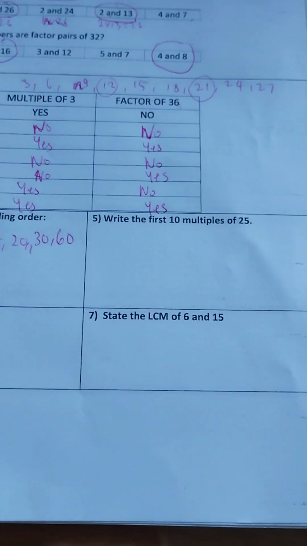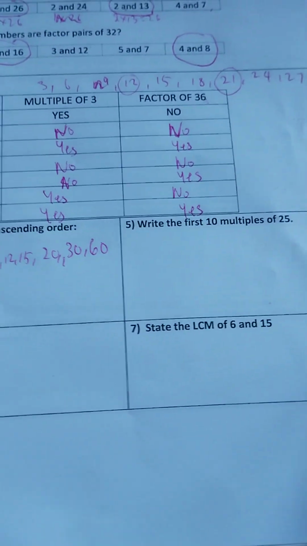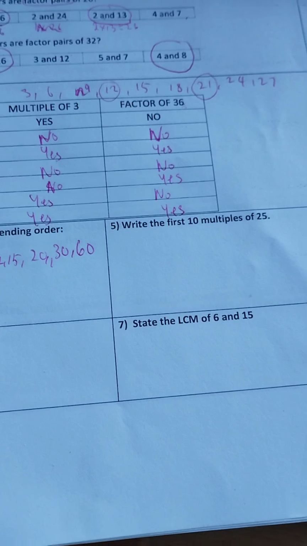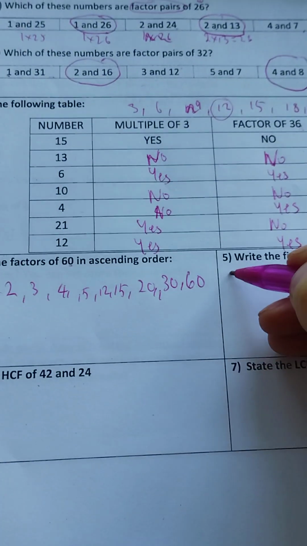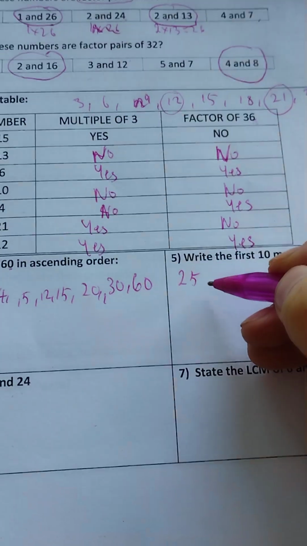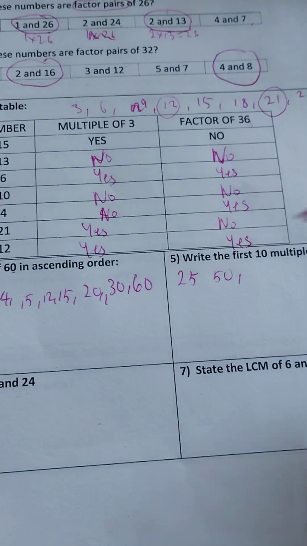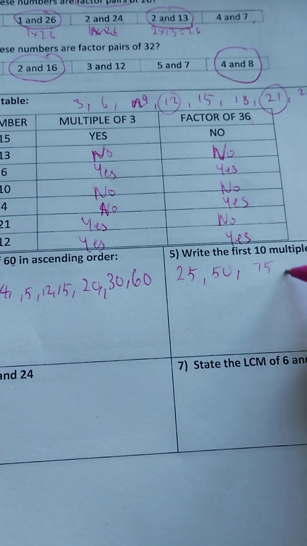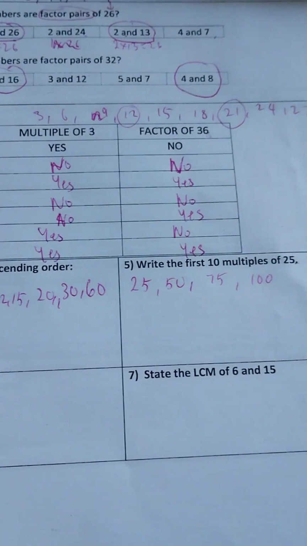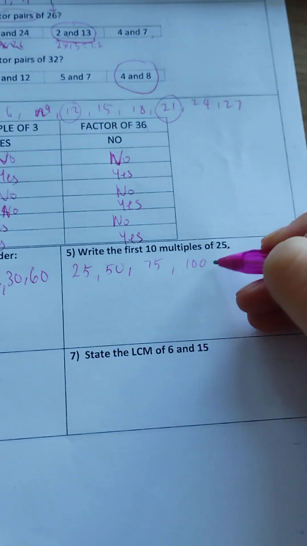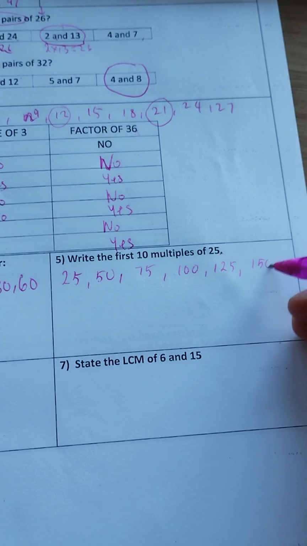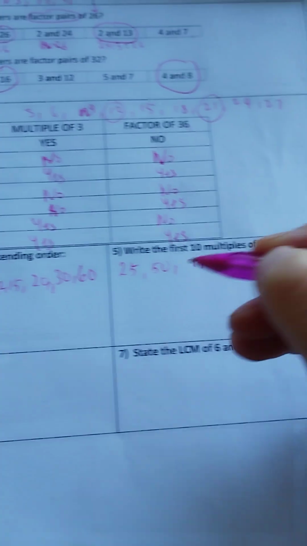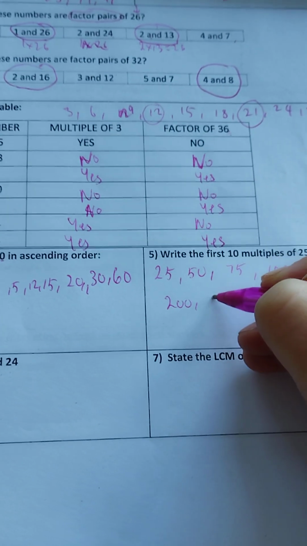All right, number 5, write the first 10 multiples of 25. So multiples are not factors. Multiples, we keep adding that same number. So if you start with 25, what's 25 plus 25? It's 50. 50 plus 25 is 75. Then we get to 100. And we're going to see the same numbers appearing. In the hundreds, we have now 100 and there's 25. There's 150, 175, 200. And I think we need one more.